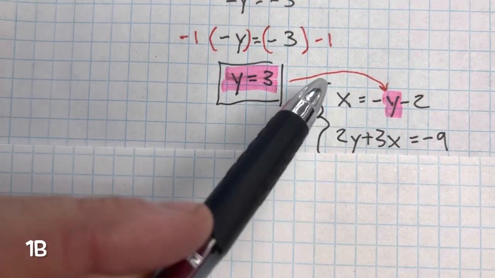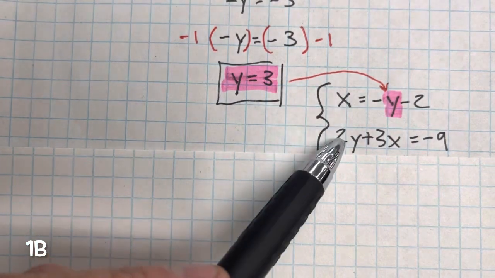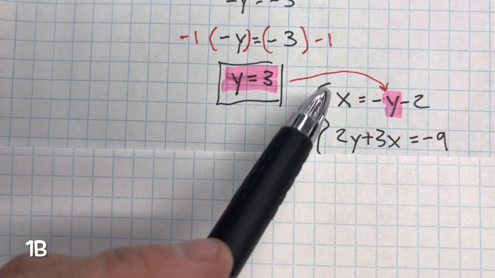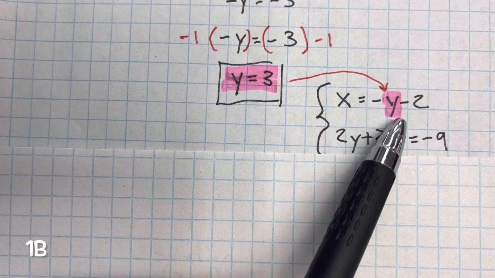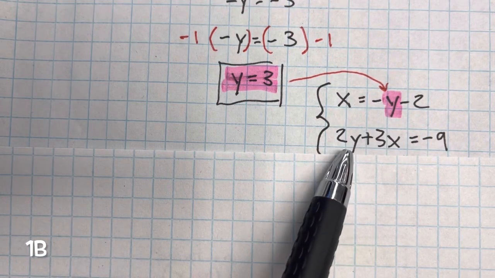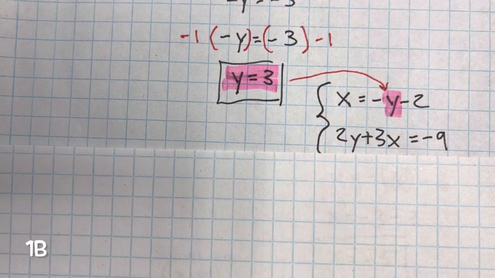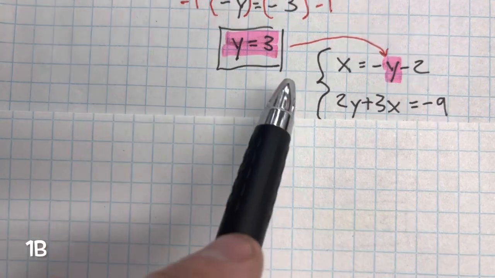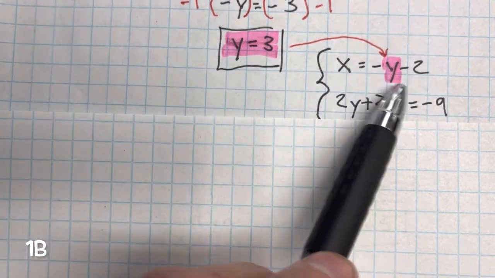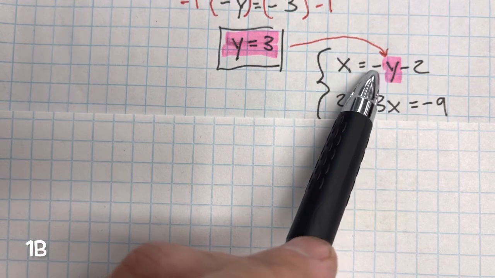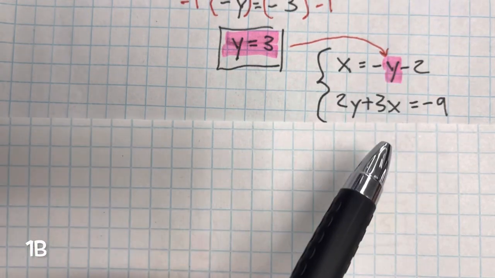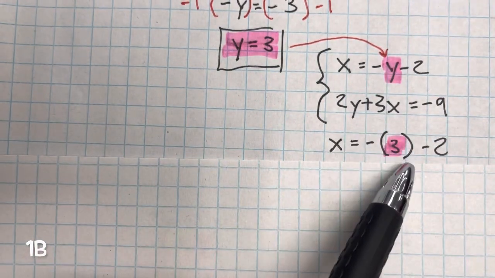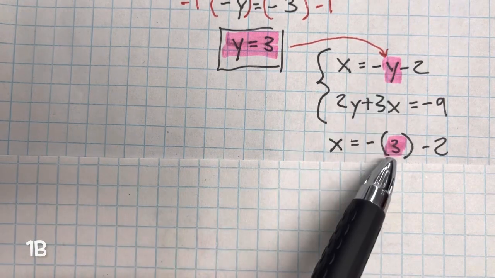So we're going to go ahead and plug it back into either of the equations. And so I'm going to go ahead and plug it into the top one. I could have plugged it in the bottom one, got the same solution. And so what is y equal? Y equals 3, so I want the opposite of 3. So I'm going to put the y in parentheses, the y value, which is 3.